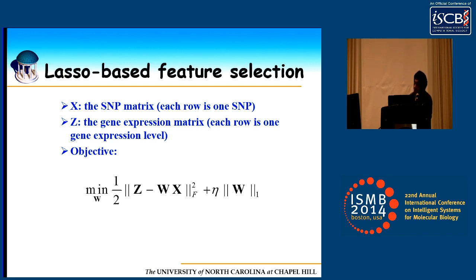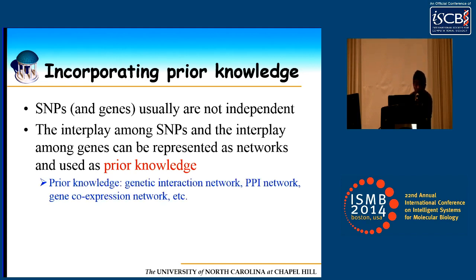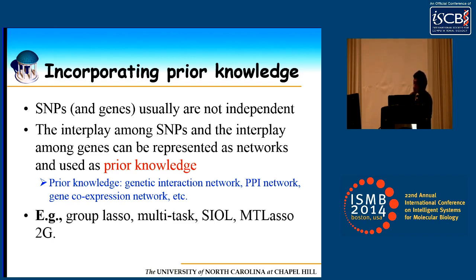So in the literature, it's commonly believed that SNPs and genes are usually not independent of each other. And we may obtain some prior knowledge of the interplay relationships between SNPs and between genes. And we can encode that prior knowledge into networks. For example, we have genetic interaction networks, PPI networks, gene co-expression networks, and so forth.